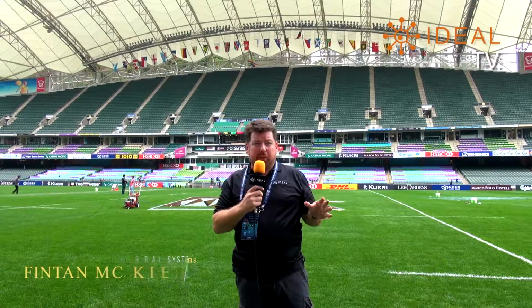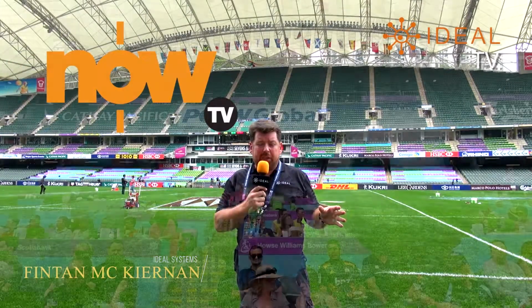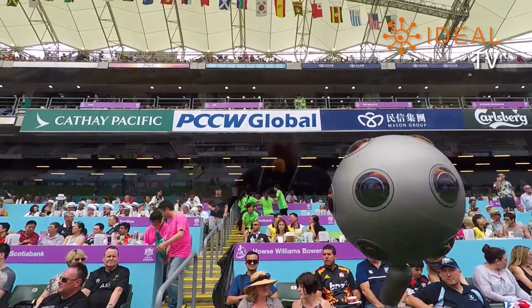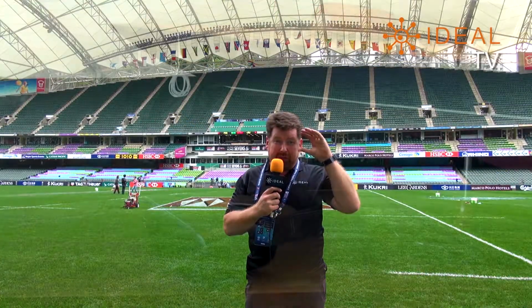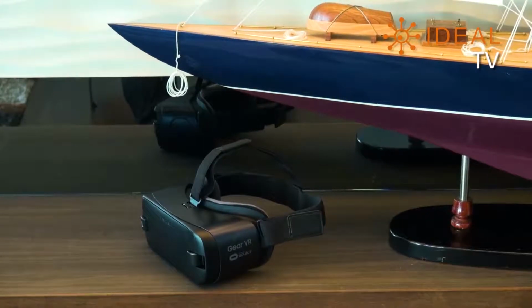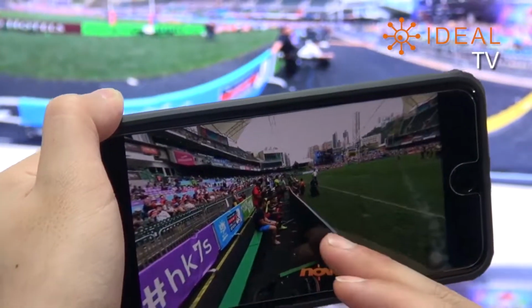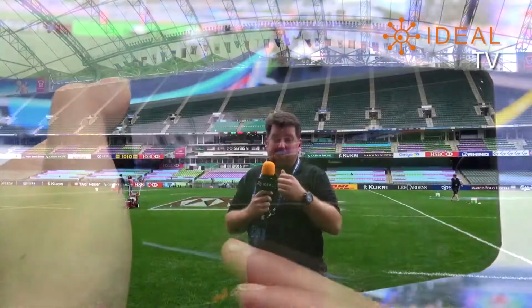Ideal Systems are here working with Now TV and working with PCCW to produce the 360 VR experience that people will be able to watch through Oculus headsets, Samsung Gear headsets, and also on tablets and mobile devices, or on a PC with a mouse to be able to move around in 3D.